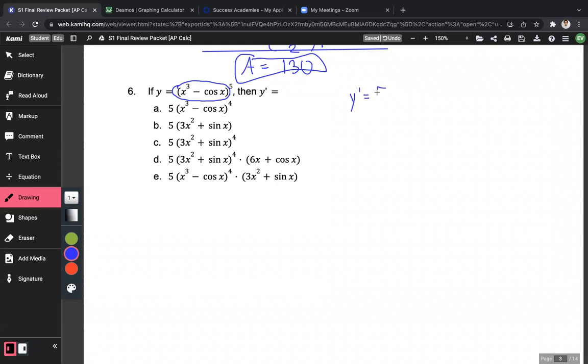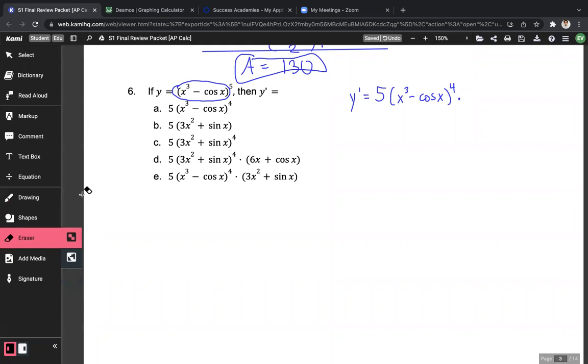So I'm going to first need to use my power rule. I bring down my 5, and that's left with x cubed minus cosine x raised to the 4th power, 5 minus 1. But I can't forget my chain rule. I must multiply now by the derivative of what's inside. Remember, we always work from outside in, outermost function, which in this case was something to the 5th power. And now we go after the innermost guys.